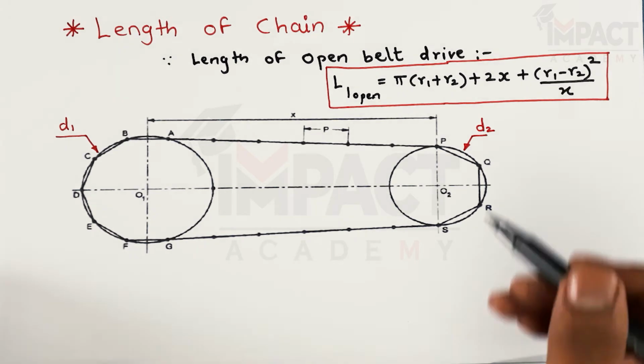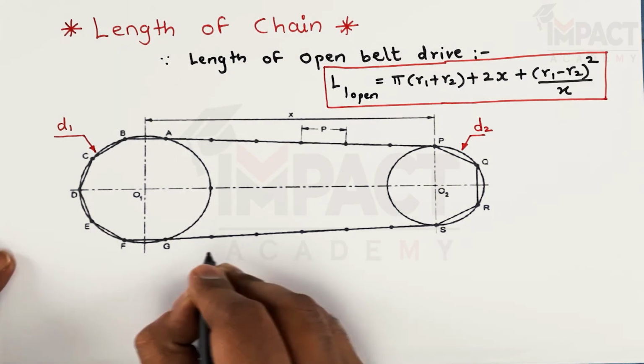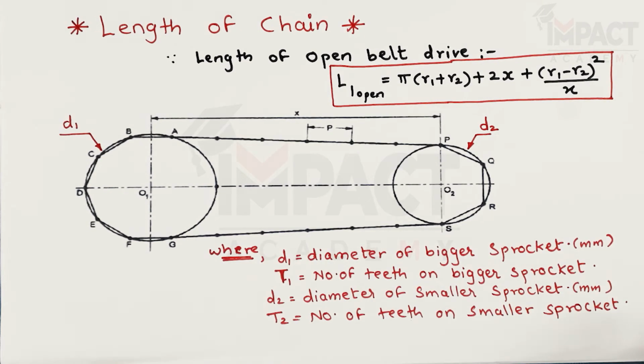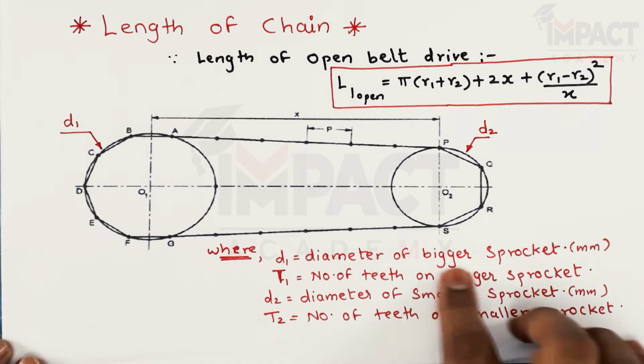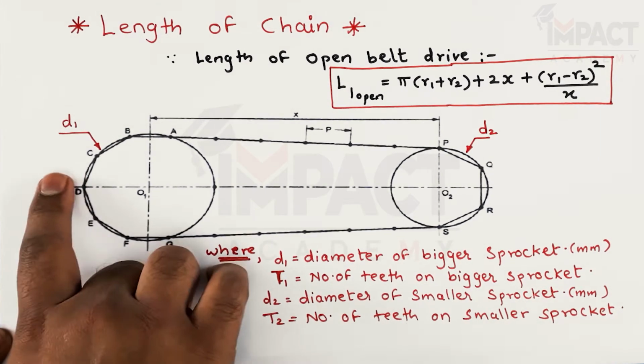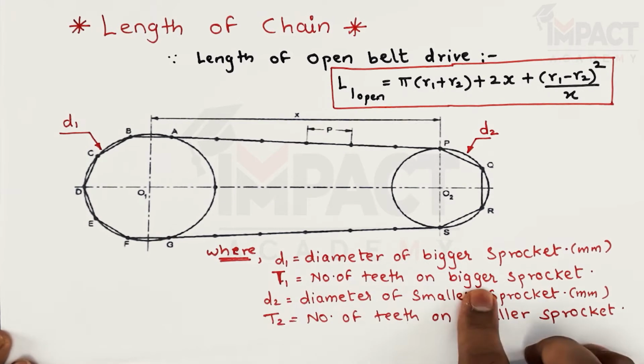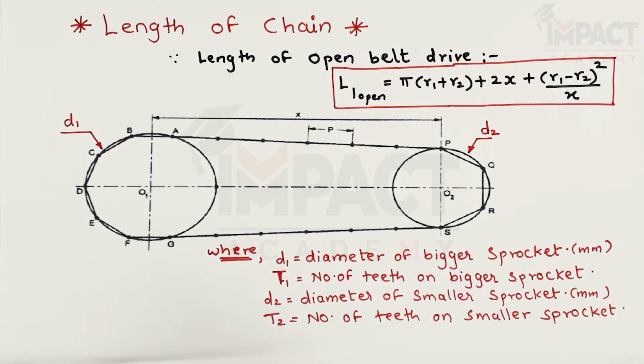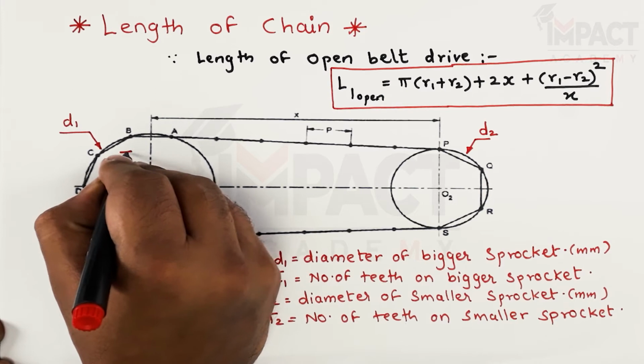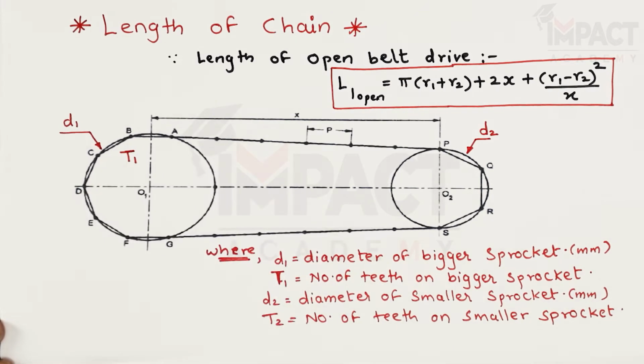Now I'll quickly write the terms which I'll use. Here I have said that D1 is the diameter of the bigger sprocket and it would be in terms of mm. T1 is the number of teeth on the bigger sprocket. So this sprocket has number of teeth T1.